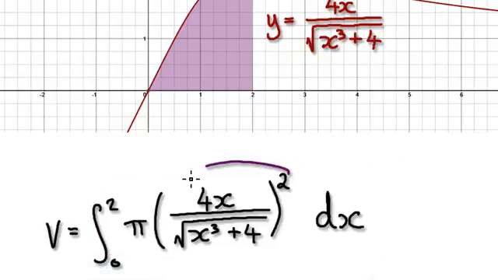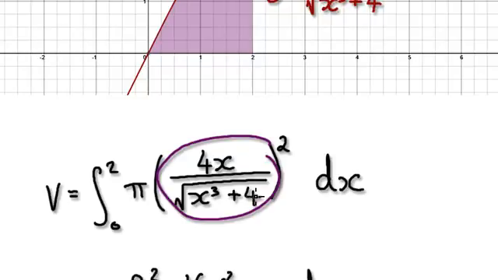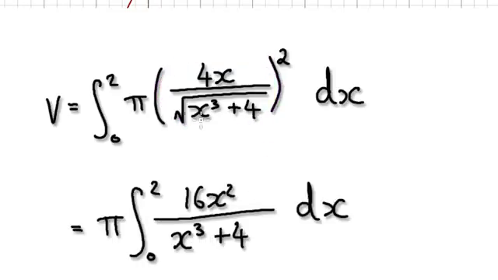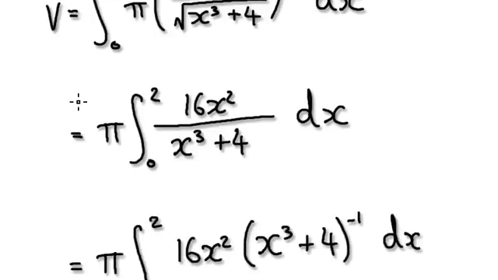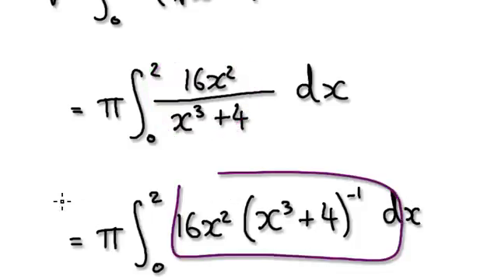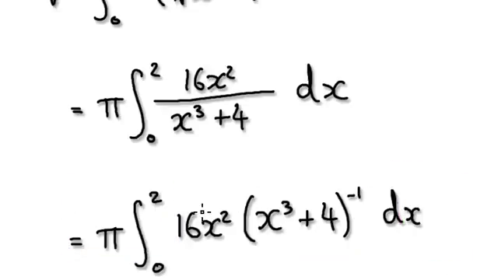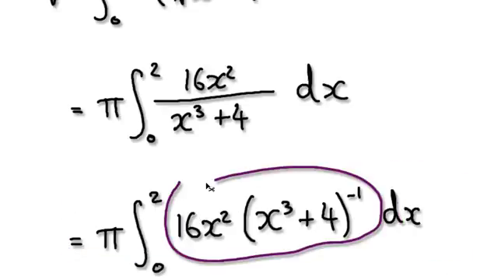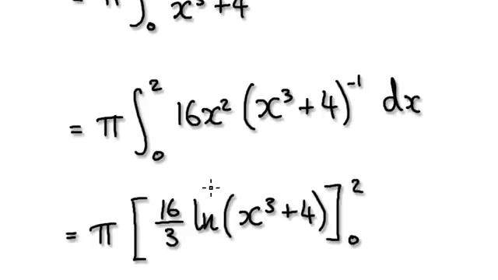Now tidy this up. This is really this timesing by itself, so that will give you this, removing the square root. Also, pi is a constant, so take it out, and now it's just a matter of integrating this. Actually, you don't need this step, but it doesn't matter. Visualize it as this, and now integrate it.